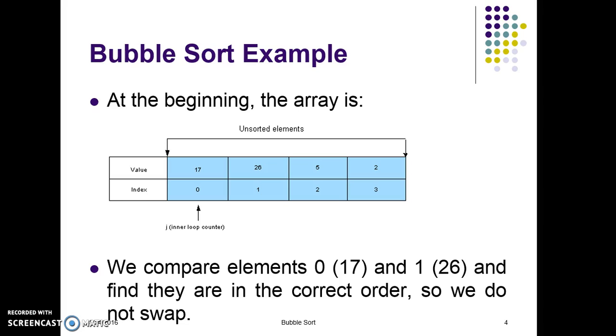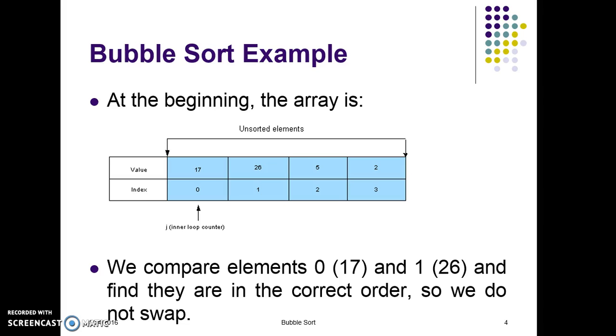Okay, so I will explain this pseudocode with one example. At the beginning, the array looks like this. The elements in the array are in unsorted order. The array size is 4, so the index runs from 0 to 3. In this table, the first row represents the values of the array and the second row represents the index of the array. At the first index the element is 17, and at the last index, 3, the element is 2. So I will execute the pseudocode with this example.